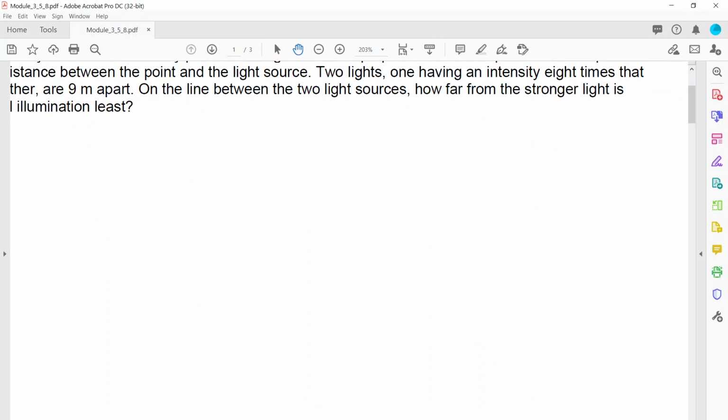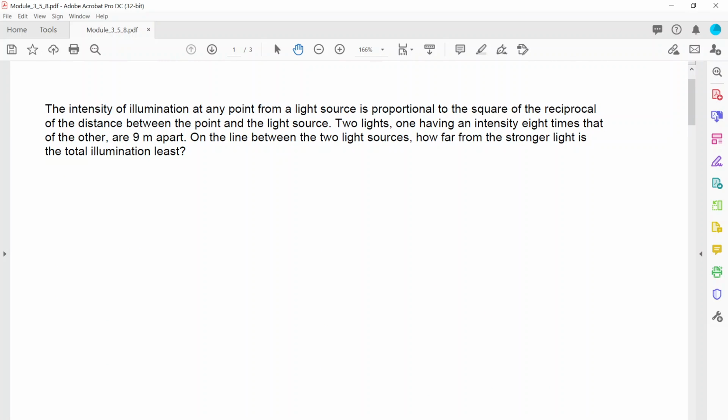Okay, so this is the problem. The intensity of illumination at any point from a light source is proportional to the square of the reciprocal of the distance between the point and the light source. Two lights, one having an intensity 8 times that of the other, are 9 meters apart. On the line between the two light sources, how far from the stronger light is the total illumination least?